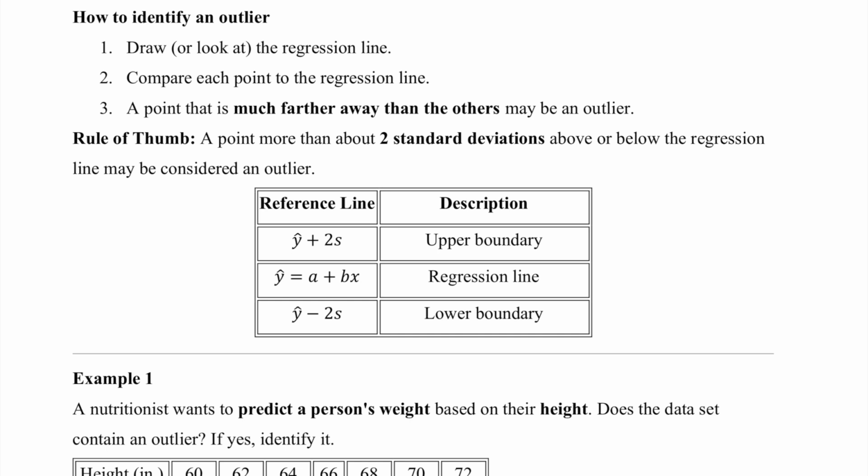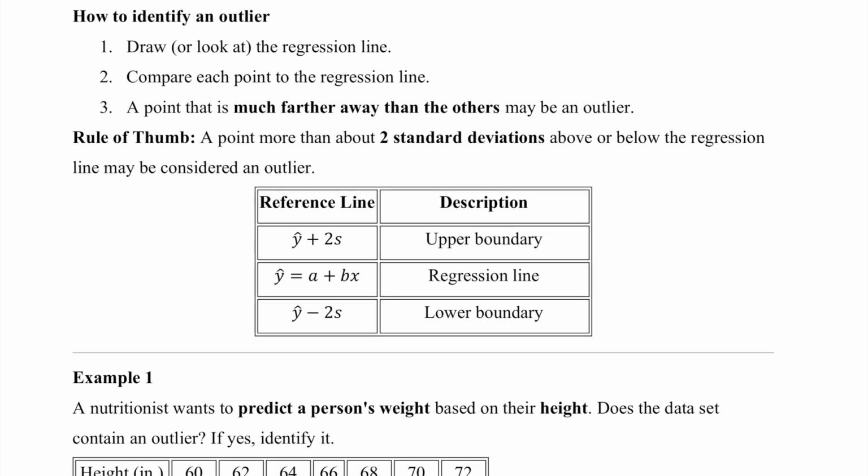The first line that we use is the regression line, y hat equals a plus bx. The other 2 lines are the boundary. For the upper boundary, we take the regression line plus 2 standard deviations. And then for the lower boundary, we take the regression line and subtract 2 standard deviations. Here, S is the standard error of the estimate. If a point falls outside the upper or lower boundary, it's considered a possible outlier.